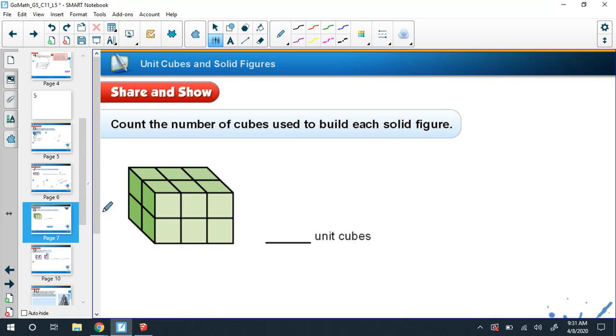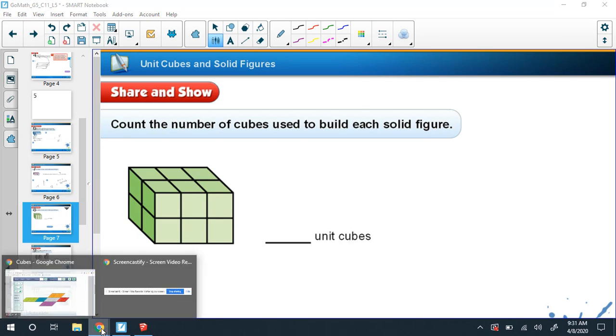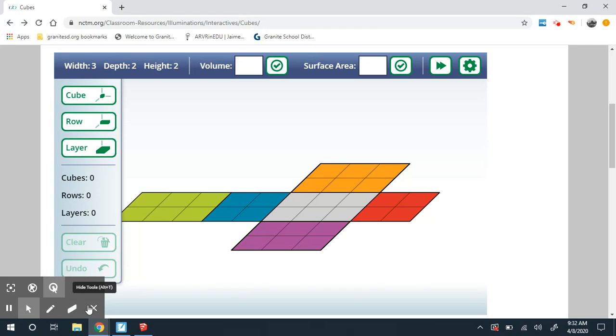Let's take a look at this one here. Now with this one, it's important that we recognize that there are units that we can't actually see. And we just have to assume that they're not playing tricks on us and that there are actually a couple more units here in the background. So we need to figure out how many. So we're going to take a look at this website.